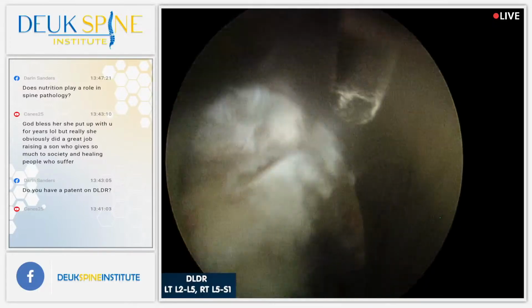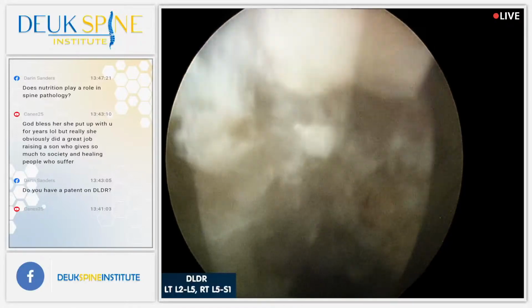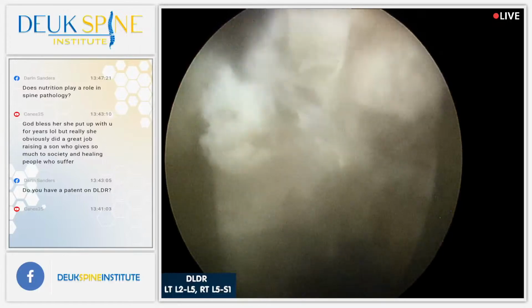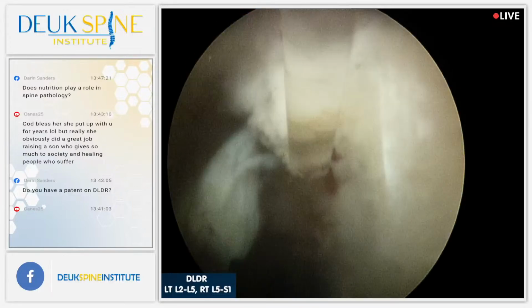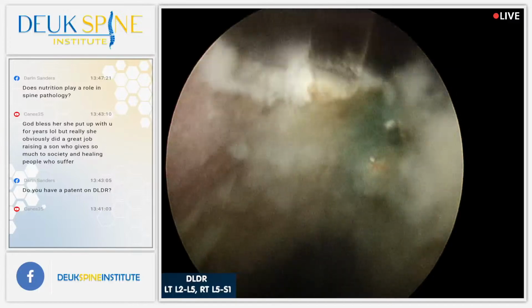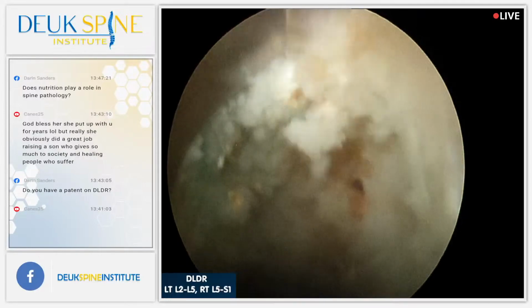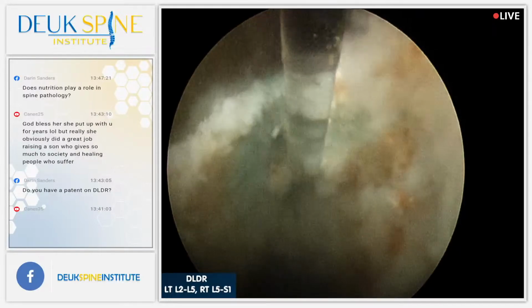All right, just about done here. Well, we've got a few more to go, so don't get too excited. But that's all the herniation at this level. You can see the clean tear right there. Watch enough of these, you see what I'm talking about. Any other questions?